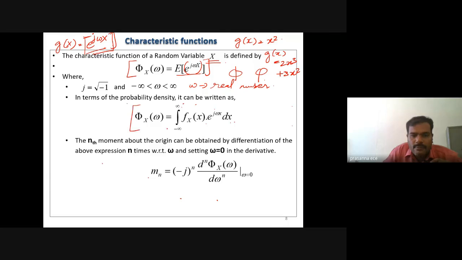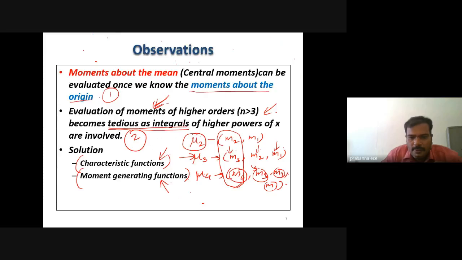Okay, so now that we know this phi x of omega, what is written here? The nth moment about the origin can be obtained by differentiation of the above expression n times with respect to omega, and then setting omega equal to 0 in that derivative. Is that clear? As you can see in the previous slide, for mu3 we needed m3, right? So for mu4 we will need m4. So instead of evaluating mu4 directly, it is just enough to evaluate m3, m4, etc.